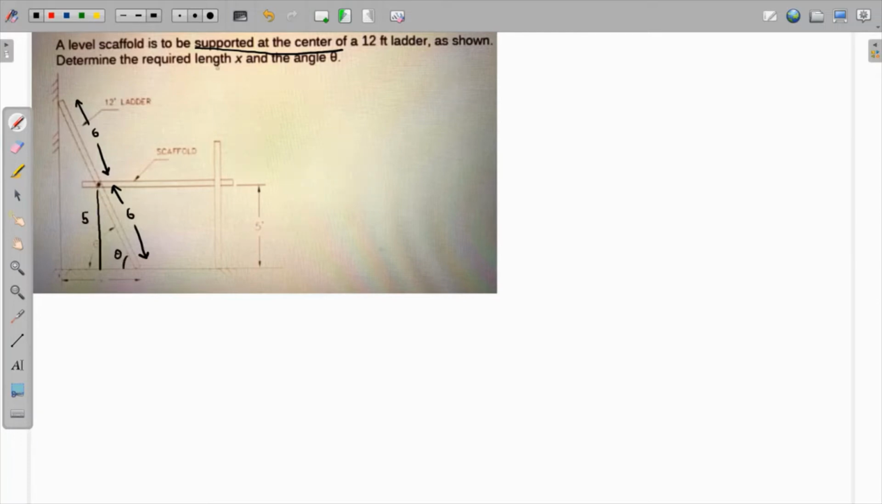Okay, so we need to find x and theta. Where is x? x is this. So I'm going to mark some vertices so that it will be easy for us. A, B, C, D, E.